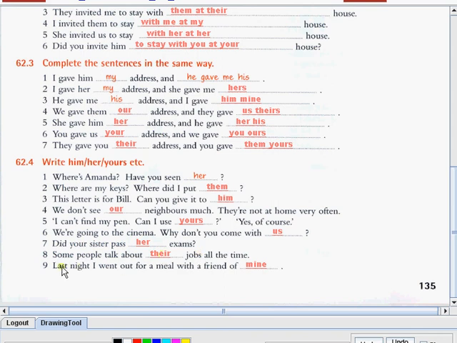And number 9, last night I went out for a meal with a friend of mine. So we have a friend of, and after this phrase, we usually use a possessive pronoun. In this case, we use mine. Last night I went out for a meal with a friend of mine. So the subject is me, or I. That's why we use the possessive pronoun mine, because again, the phrase a friend of usually comes before a possessive pronoun. Okay?